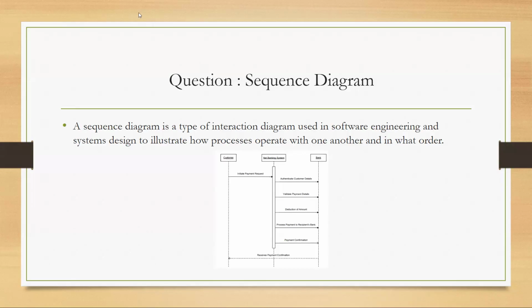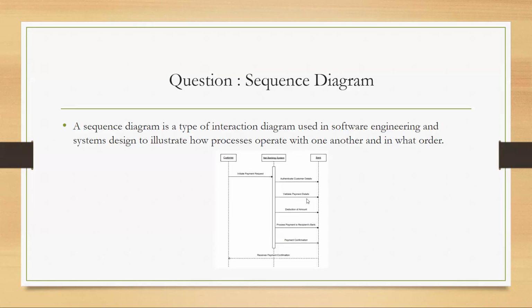So this diagram can be named as the sequence diagram. It represents how objects interact with a particular process, and how messages are passed on from one actor to another actor will be represented in this sequence diagram.